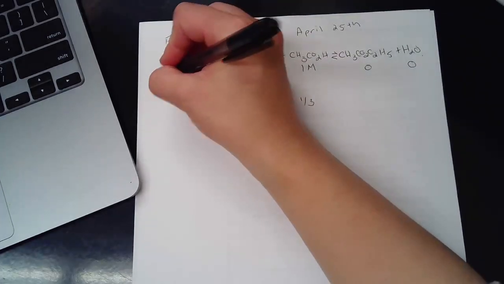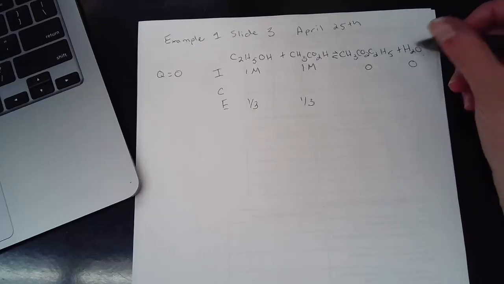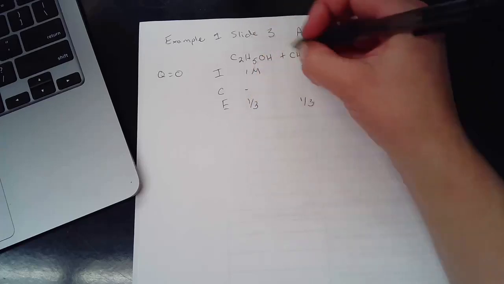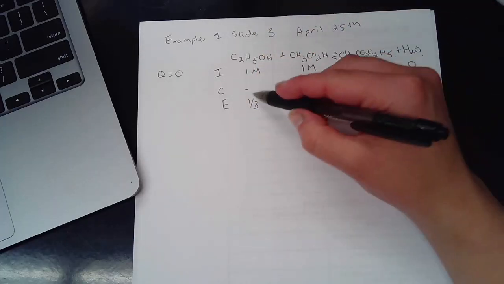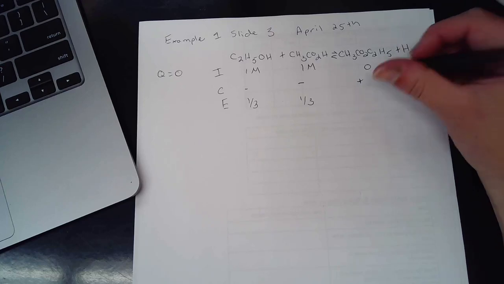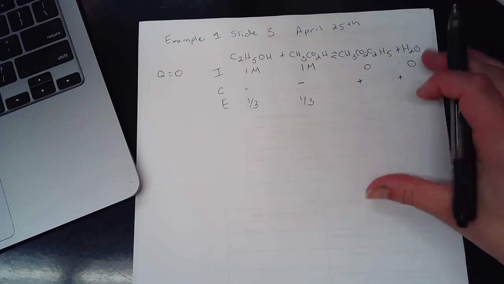And so because Q is going to equal 0 because we have no products, we know that the reactants are going to form products. So we know we're losing reactants, so we're going to put a minus in the change, and we're adding products, we're going to add those. So how much products and how much reactants do we add?